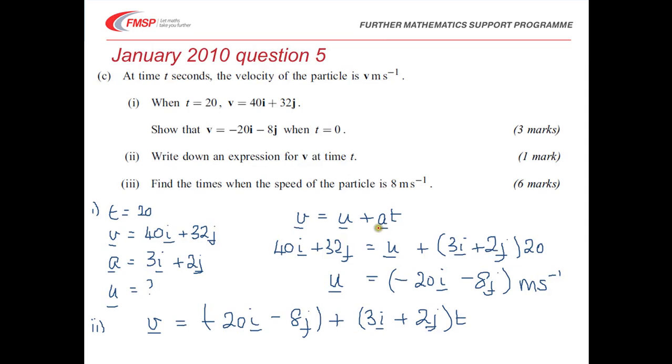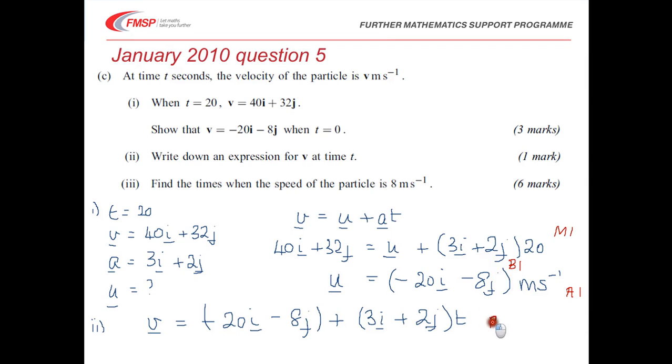There was a method mark here for using v equals u plus at with your values of v and a and t correctly, and another mark for putting in your acceleration here, so independent of method, and then an accuracy mark for getting your initial velocity and showing that it was negative 20i minus 8j.